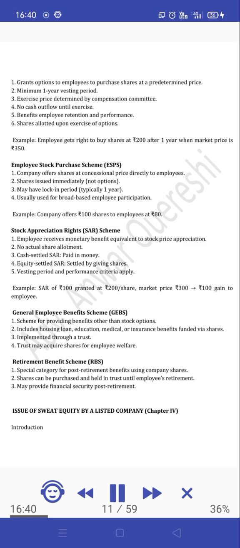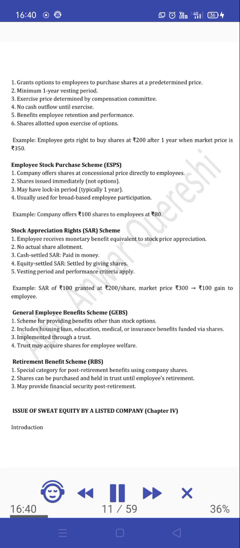Example. Employee gets right to buy shares at 200 rupees after 1 year when market price is 350 rupees. Employee Stock Purchase Scheme, ESPS. 1. Company offers shares at concessional price directly to employees. 2. Shares issued immediately, not options. 3. May have lock-in period, typically 1 year. 4. Usually used for broad-based employee participation. Example. Company offers 100 rupees shares to employees at 80 rupees.